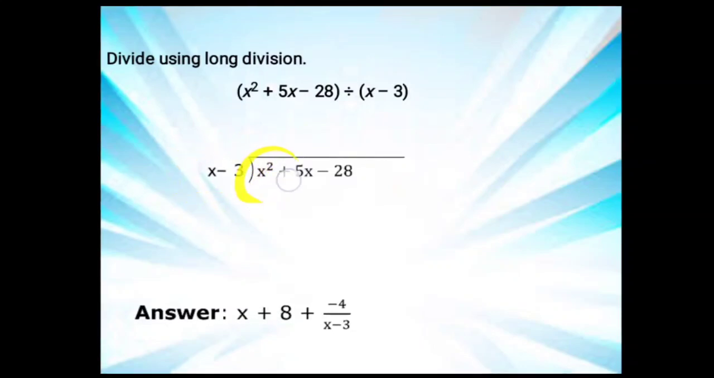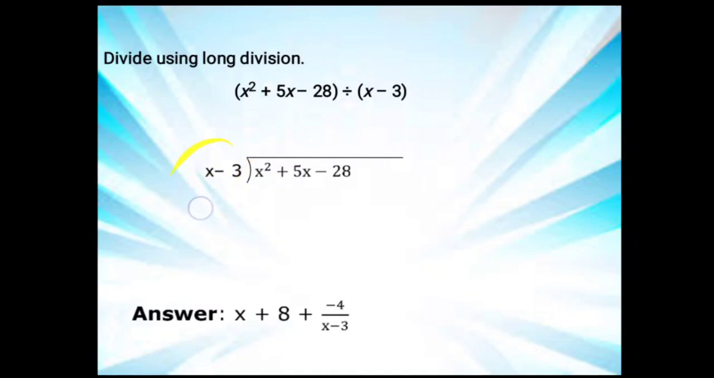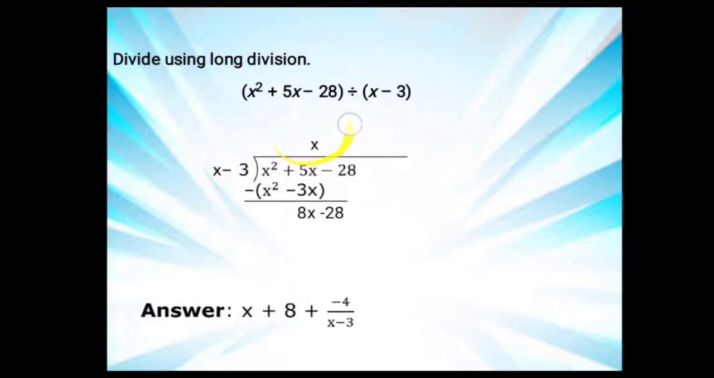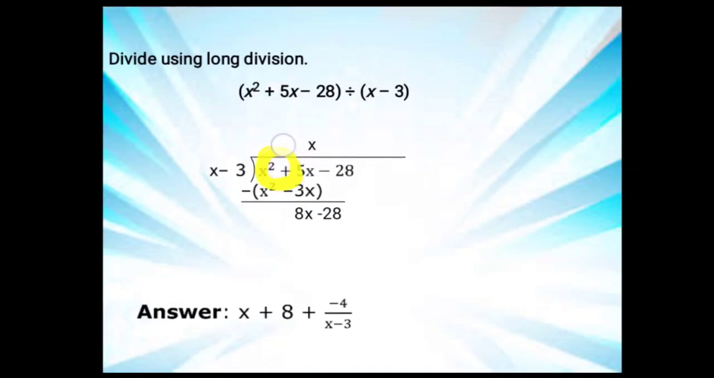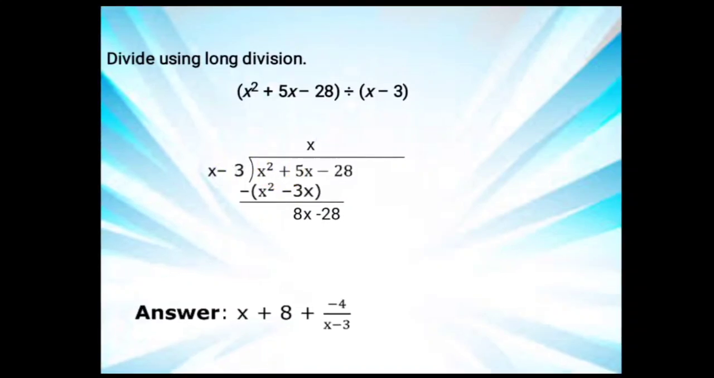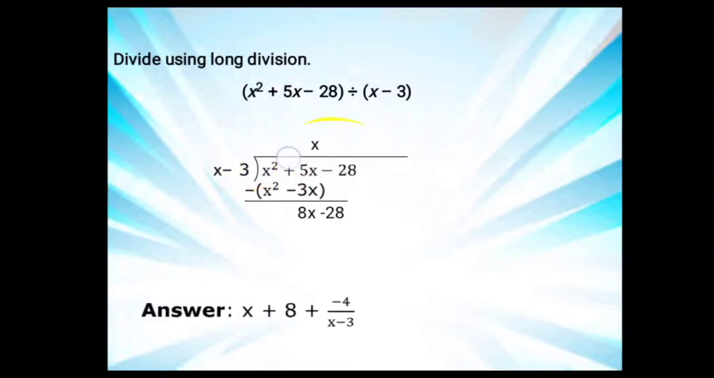Now, let's eliminate this x squared by dividing it first by the first term of the divisor. So, x squared divided by x is x, because we subtracted their exponents. Okay, so x times x is x squared. x times negative 3 is negative 3x. Then after that, proceed to subtraction.